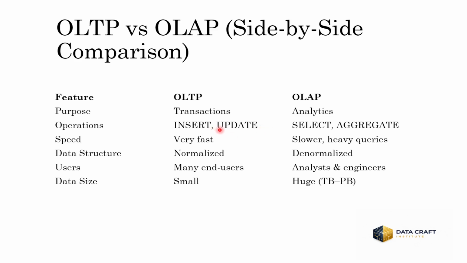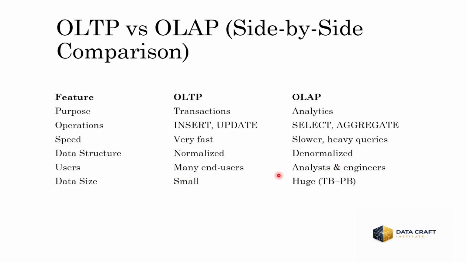There are select queries running on OLTP, and there will always be insert and update queries on OLAP. Else how will you feed data in OLAP? But it is optimized for selection and aggregation queries. One of the ways of optimization is columnar storage, for which we recommended you see the other video. Speed: OLTP is very fast, and OLAP is slower because it has heavier queries. Data structure: OLTP is normalized as we have already discussed previously, and OLAP is generally denormalized for easier reads.